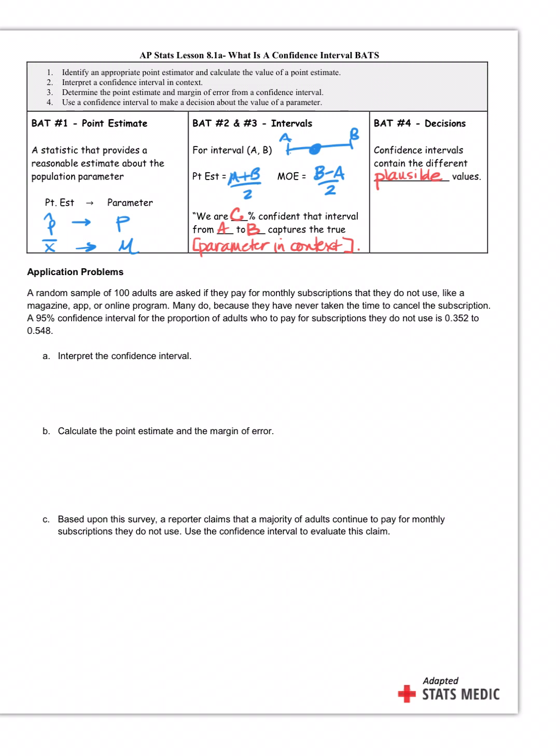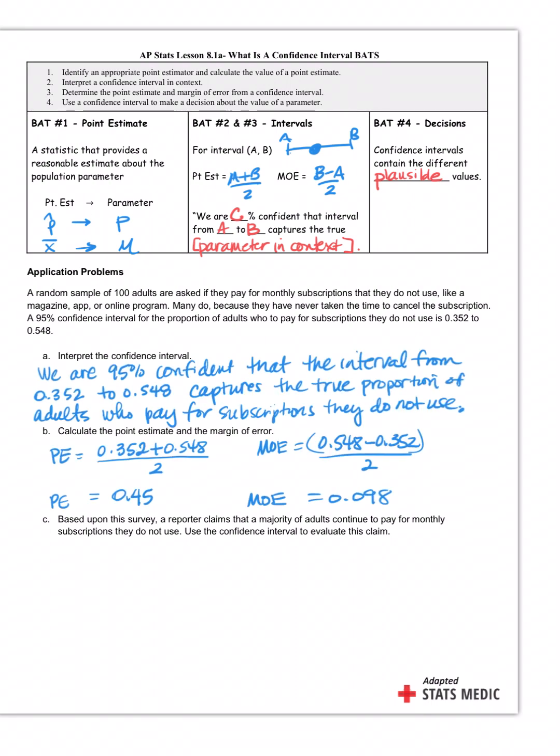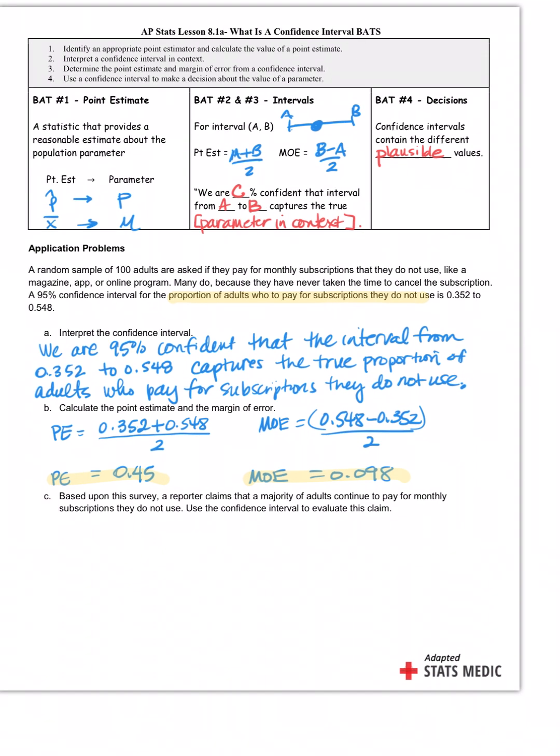Alrighty? That the interval from 0.352 to 0.548 captures the true proportion of adults who pay for subscriptions they do not use. So notice the context in there. I don't have to come up with that out of nowhere. That's given to me right here in the stem of the question. So all I have to do is copy paste, right? Point estimate, show your work, margin of error, there it is. Easy peasy.